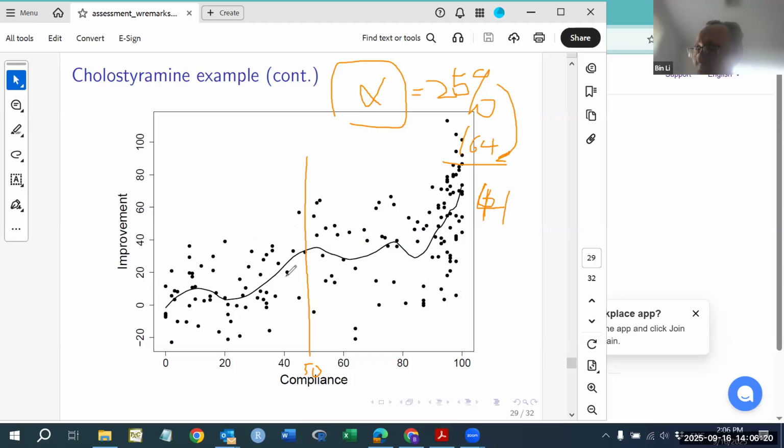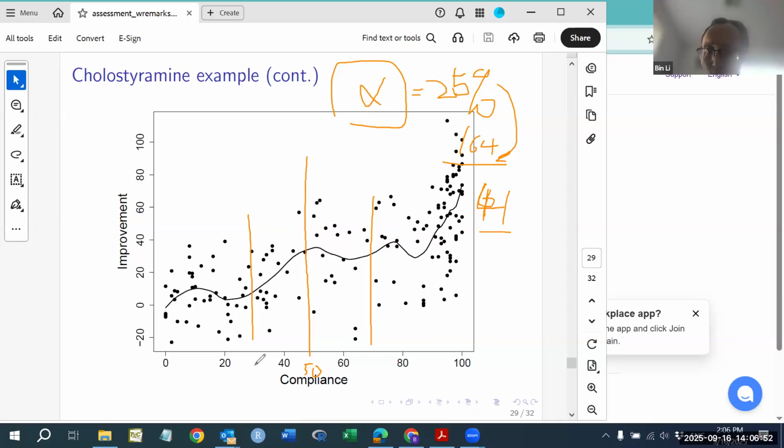To select these, we just find the 41 subjects that have the closest compliance rates to 50. So probably from here to here, let's say. These are the observations that have the closest compliance values to 50, and that contains about 41 subjects.